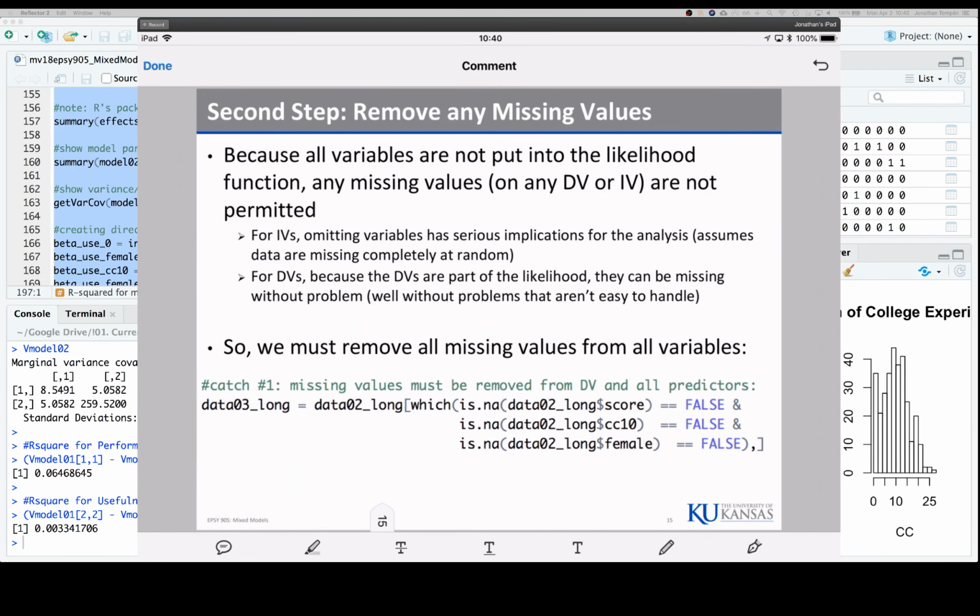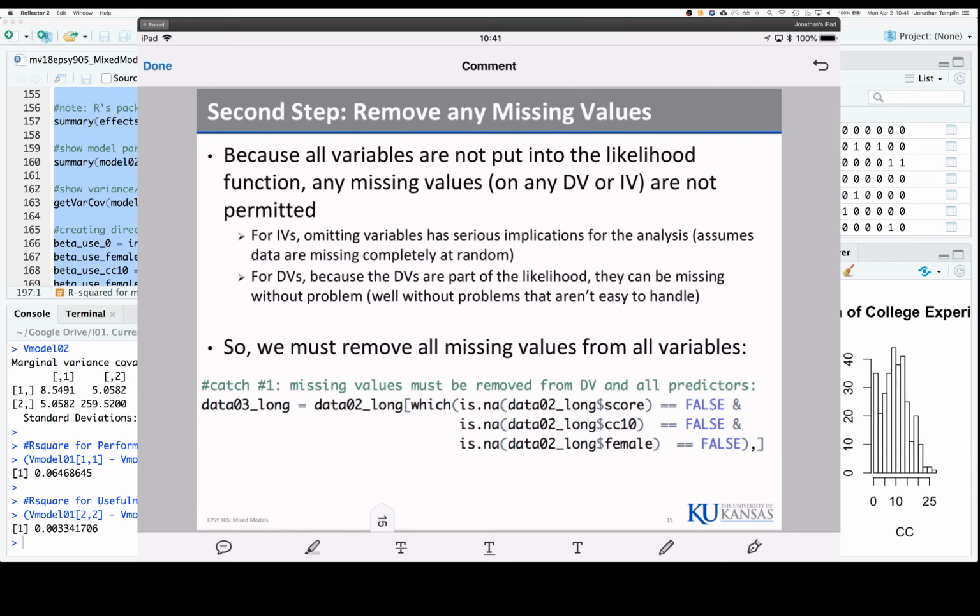So once we do that, the next step in the analysis is to remove all the variables from the likelihood function that have missing data. So this is where we go forward. This next set of syntax right here takes our brand new long data set, and for every score, CC10 or female variable that has missing data, or better yet, in which missing data is not true, it selects only the cases that have observations on all three of these. Any of those other observations, any of those that are missing, cannot be part of the analysis.